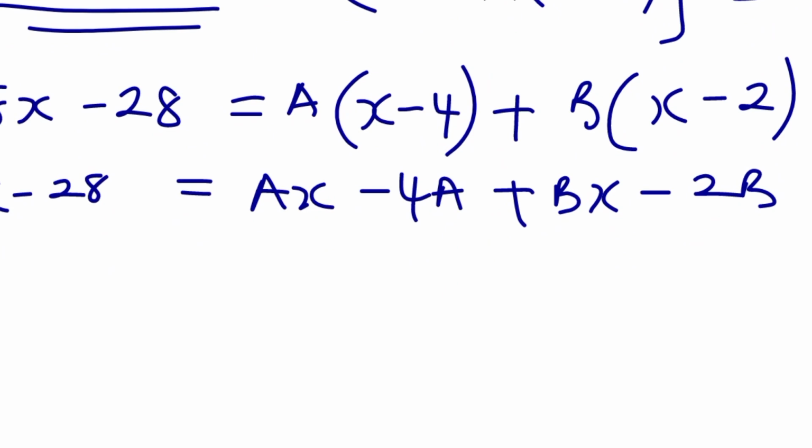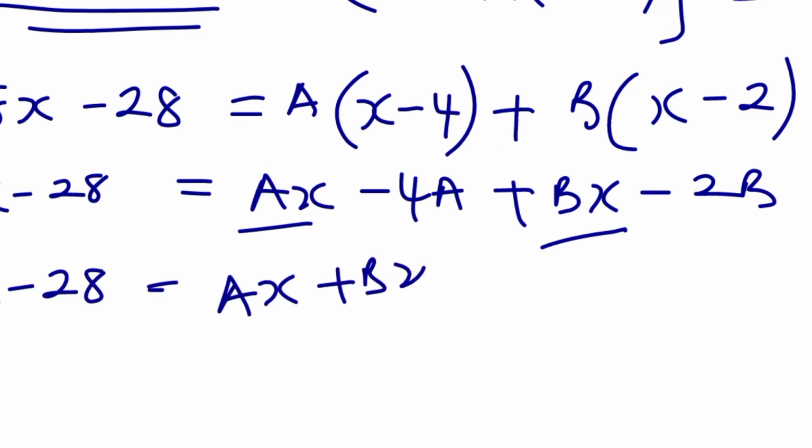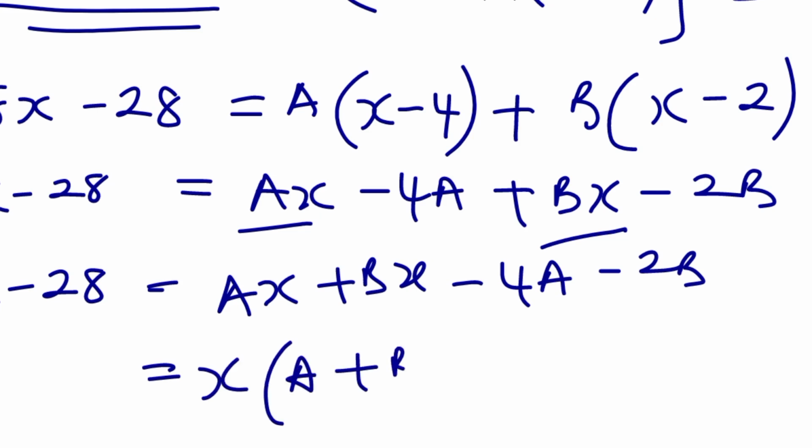Now we need to group the like terms. We see ax and bx here, so we need to group them. We have 8x minus 28 is equal to ax plus bx, then minus 4a minus 2b. So we can also simplify it as such: we factorize x out, then we are left with a plus b. And this one also, I don't think we need any factorization. We can just leave it like this.